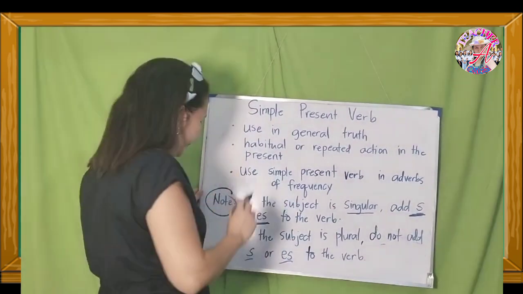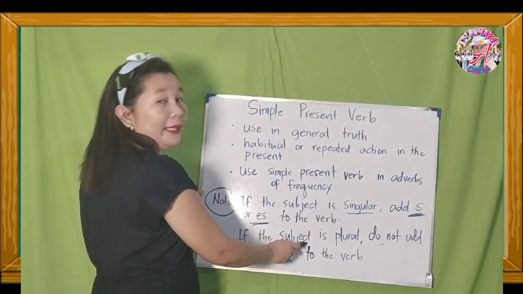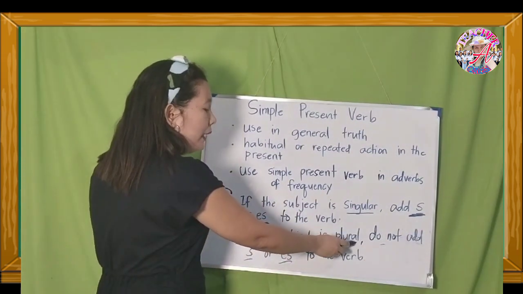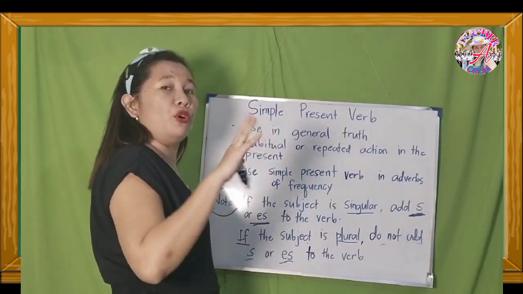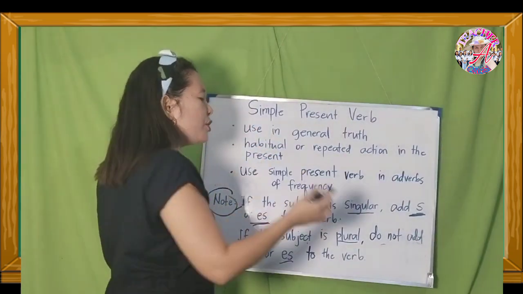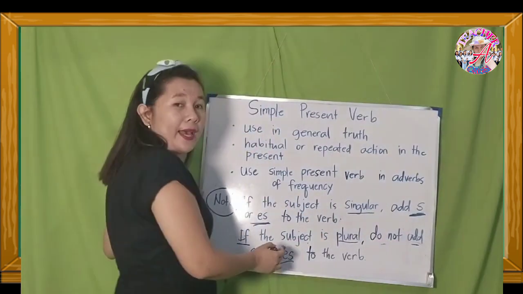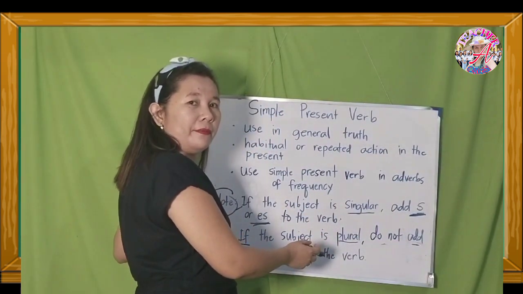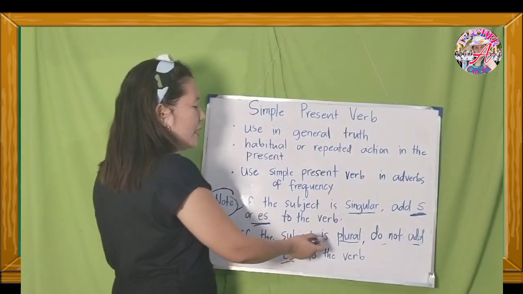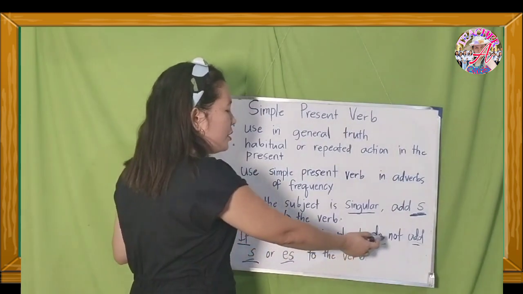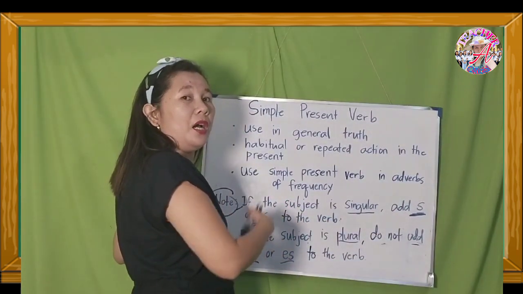Rule number 2. If the subject is plural, when we say plural, it means two or more. Do not add S or ES to the verb. Repeat, if the subject is plural, do not add S or ES to the verb.